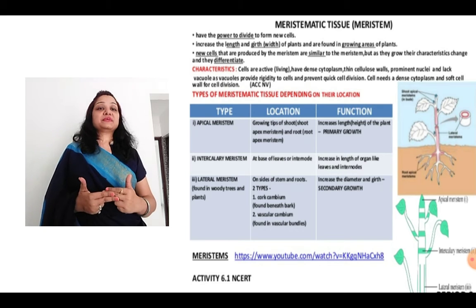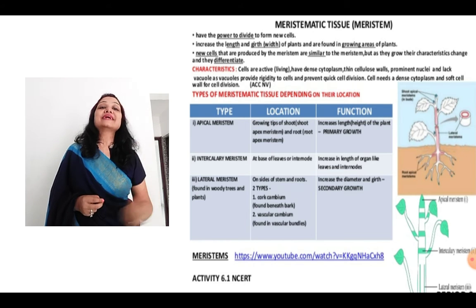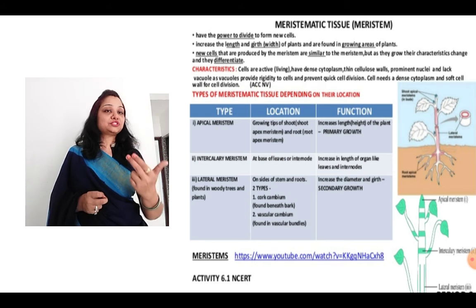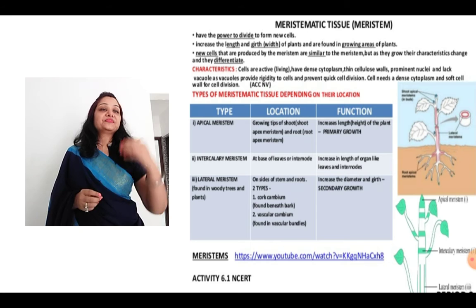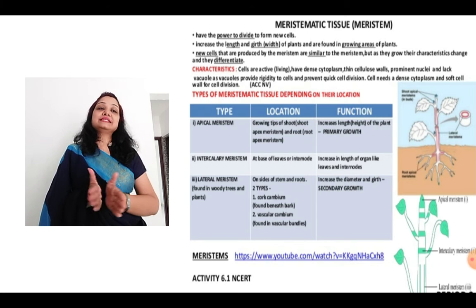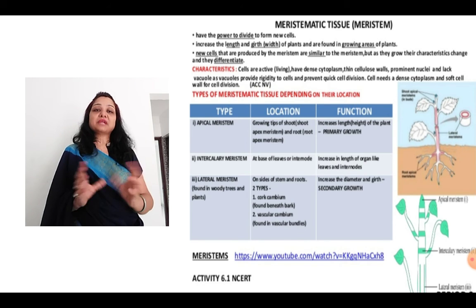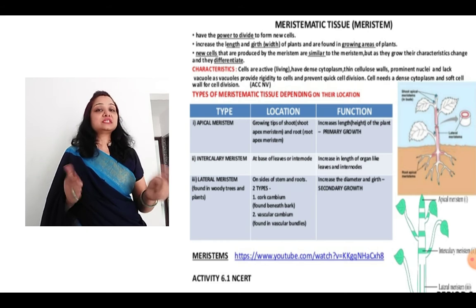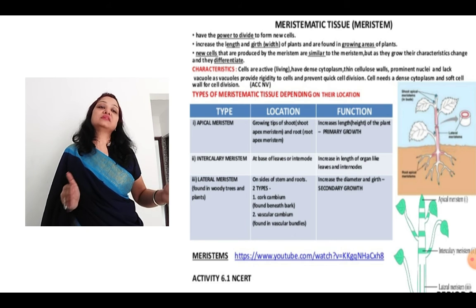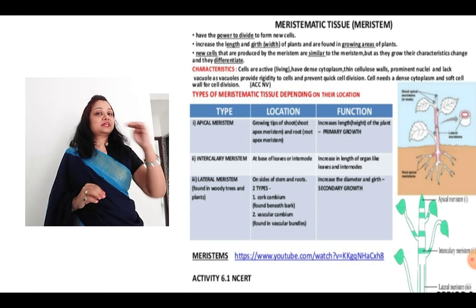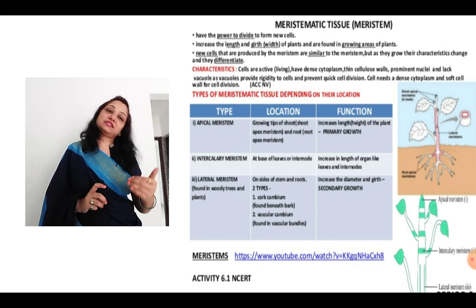Now the third type of meristem is lateral meristem, and it is found on the sides of stem and roots. See the picture? It is again of two types, cork cambium and vascular cambium, and the main function is to increase the diameter and girth, the trunk of the tree or plant, the girth of the plant. So that is increased because it is located at the sides, right? So it will increase the girth or the trunk, right? And the apical one at the tips will increase the height. So I hope all these three types of meristems are clear.